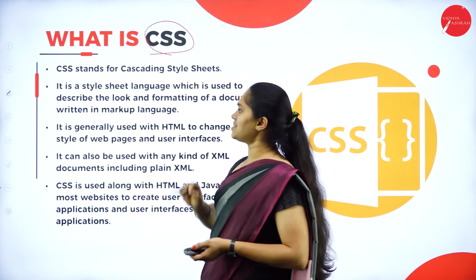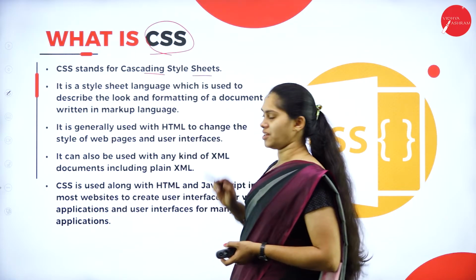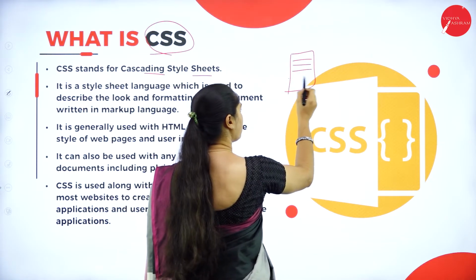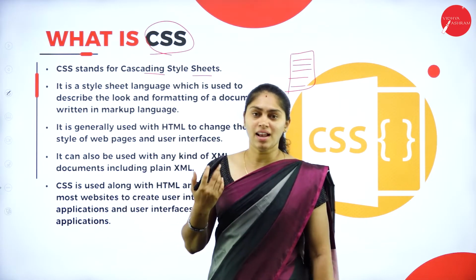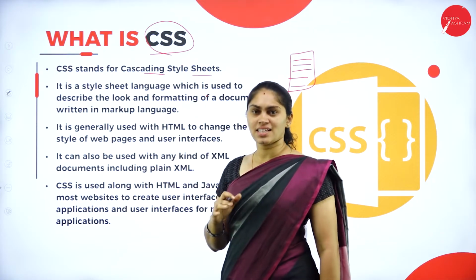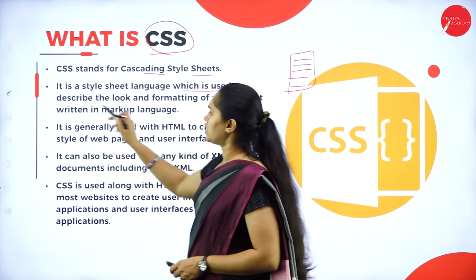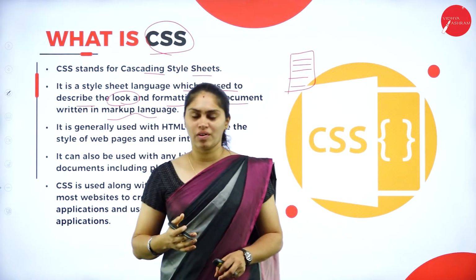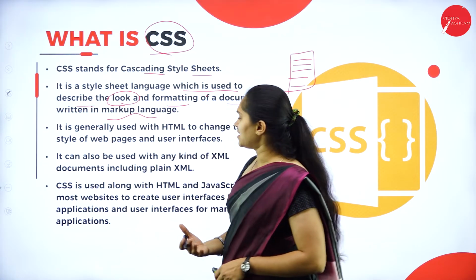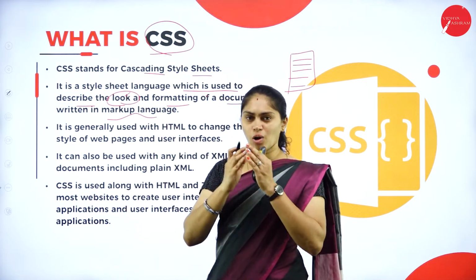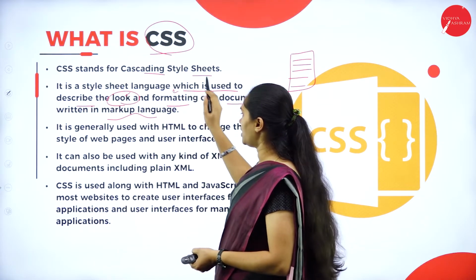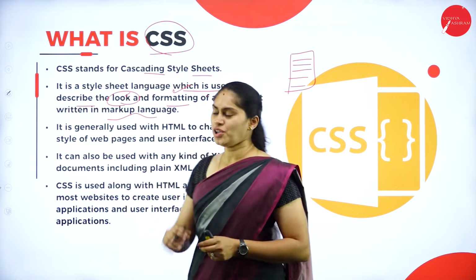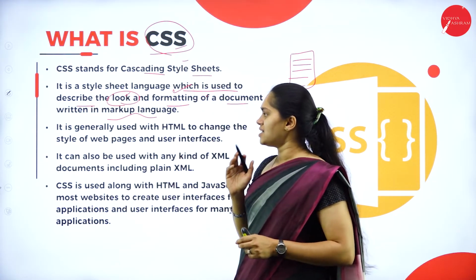That's all regarding HTML. Next is CSS, or cascading style sheet. We got to know we have web pages, correct? In order to create those web pages, we are using HTML and HTML5. CSS, or cascading style sheet, is used to describe the look and formatting of a document which is written in a markup language. In order to describe how it looks and how to format it, and to improve the outlook of those web pages, we use CSS, or cascading style sheet.